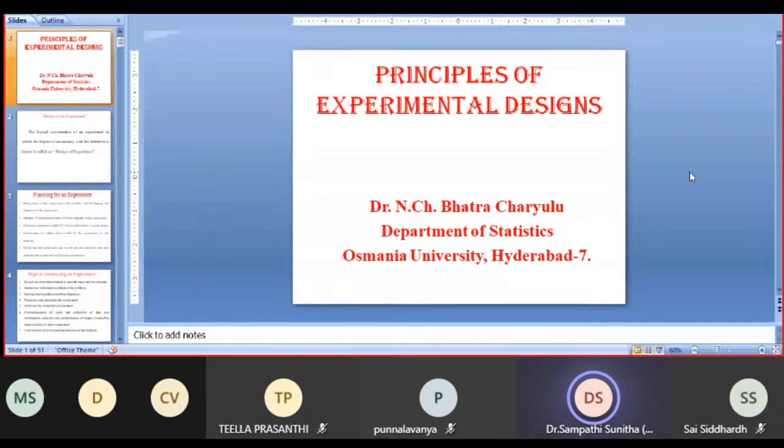What is the meaning of explained variation? It means variation due to some reasons, the effects of a particular treatment that is applied, how much variation we are getting. So this is called explained variation.